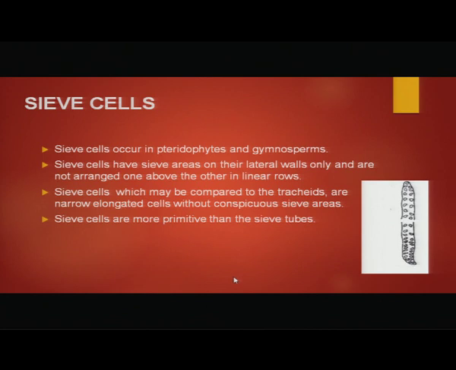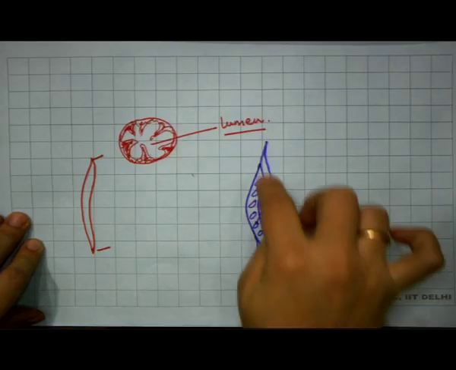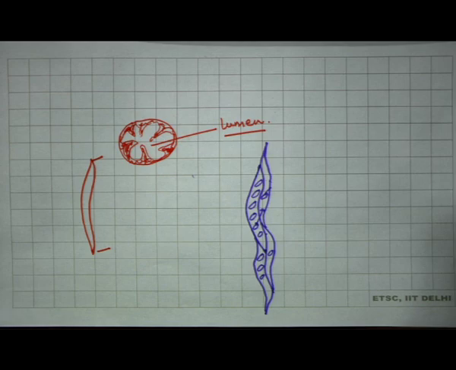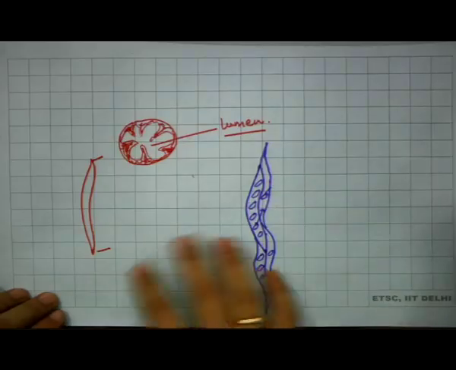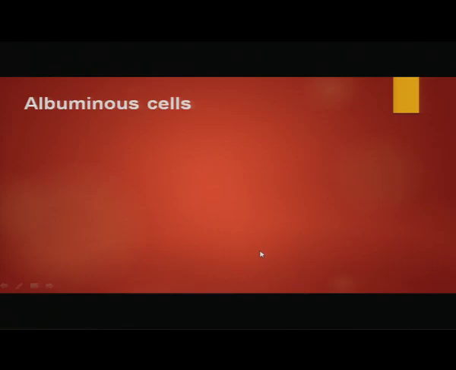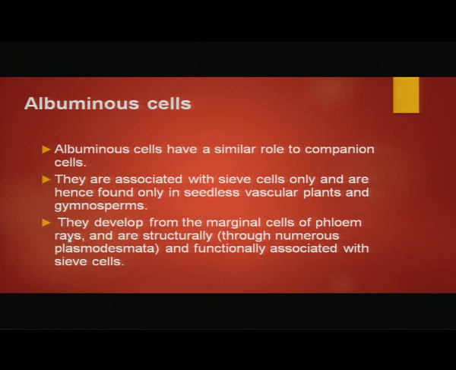As I had shown you the arrangement of tracheids, this is how even the sieve cells are arranged. They are not arranged in a stacking order one over the other, but they are arranged sideways in the plants and they are more primitive. Albuminous cells are associated with the sieve cells and they have a similar role to companion cells. They develop from the marginal cells of phloem rays and are structurally and functionally associated to the sieve cells. How structurally? Through plasmodesmata, and how functionally? Because they help the sieve cells to conduct the phloem sap.